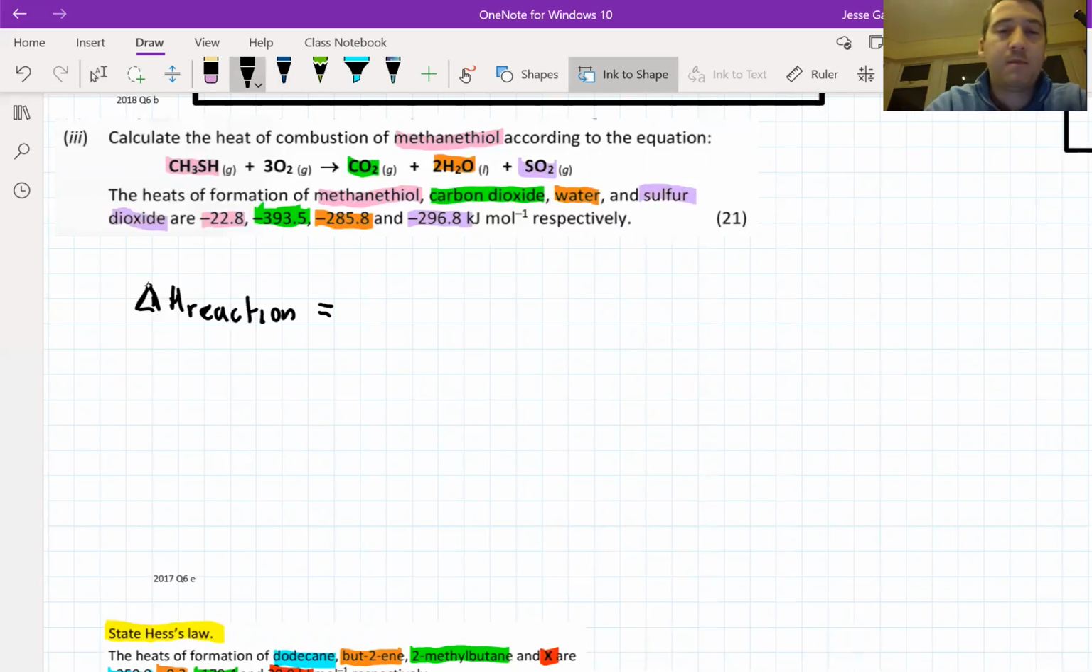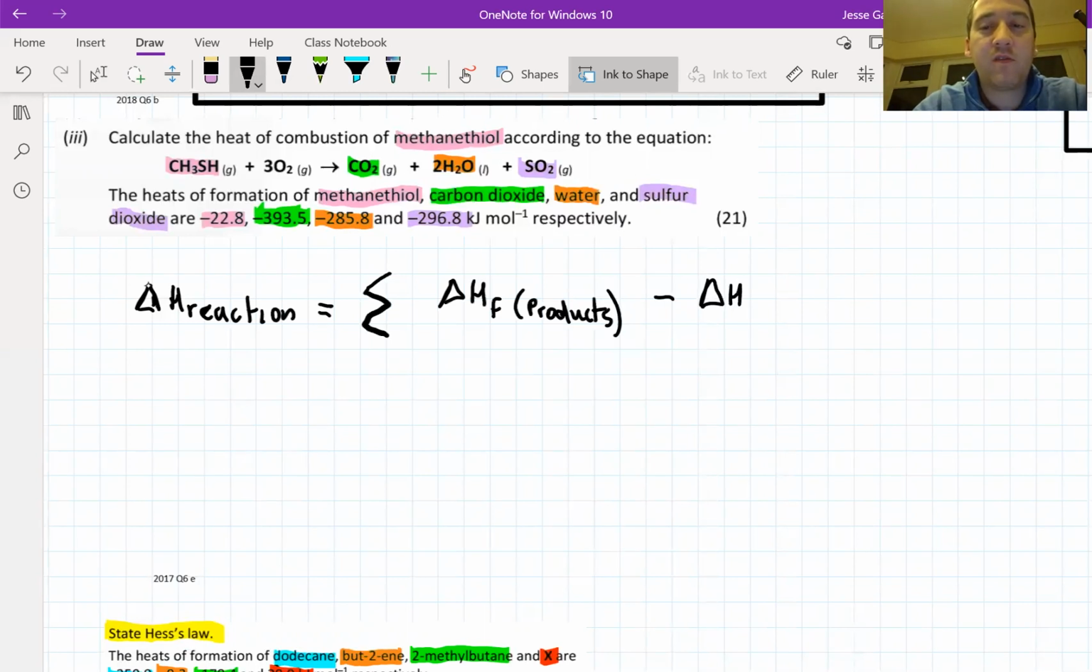This is it coming up here. Don't forget the sign, sum of. That's probably the thing you forgot. I forgot it in the previous question. It can happen. Sum of, you should have delta H of formation, little f means formation, in brackets, of the products. And then you're taking away the sum of the delta H of formation of the reactants. Okay, so that's a good start.